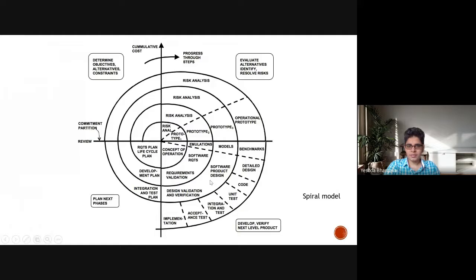And then in the third iteration, you go forward building on the previous one, but at the same time, at each iteration, you are doing the risk analysis. So risk analysis and prototype is the main thing you should watch out for in the spiral model, and it is called spiral because of the nature of its functioning. So we will take an example of how risk assessment is actually done in a spiral model.